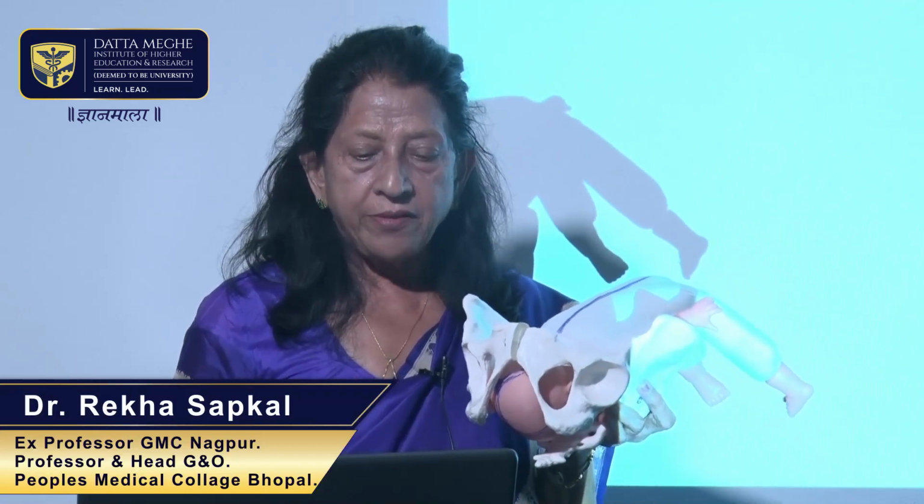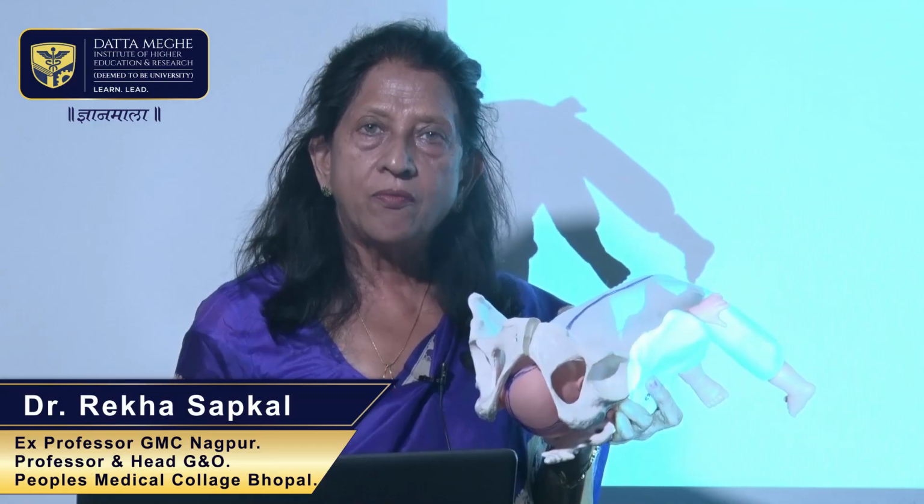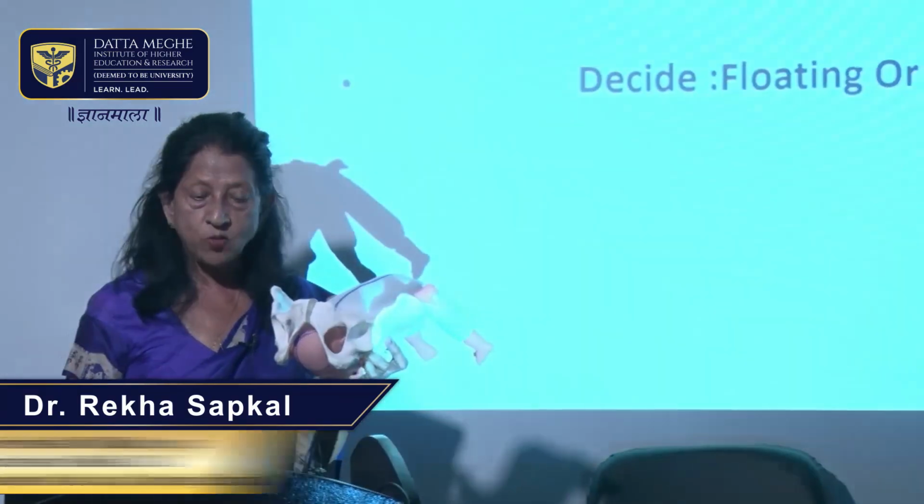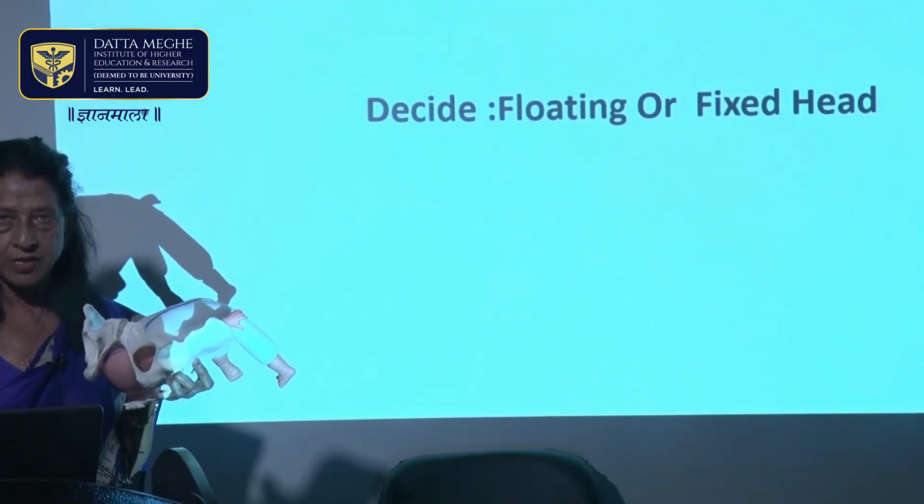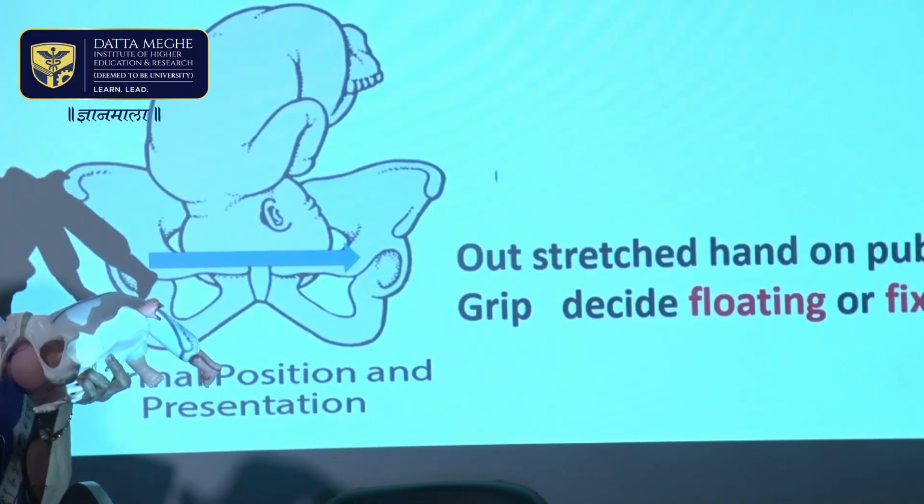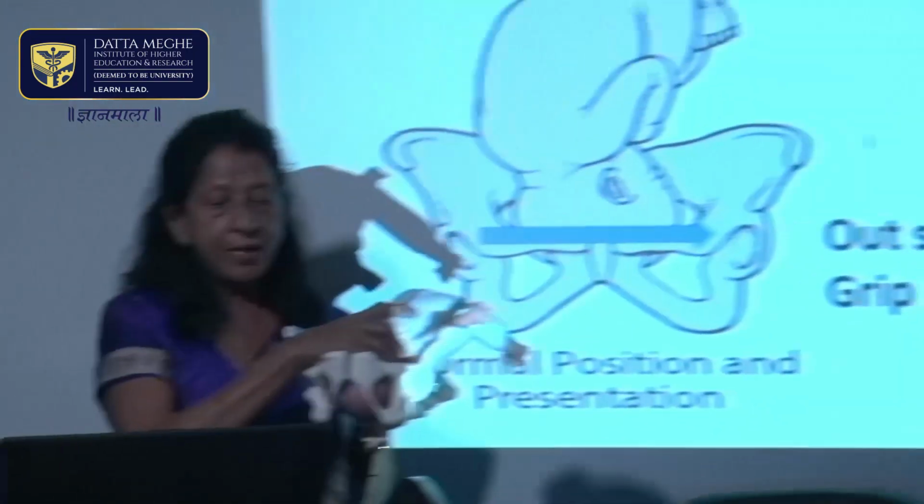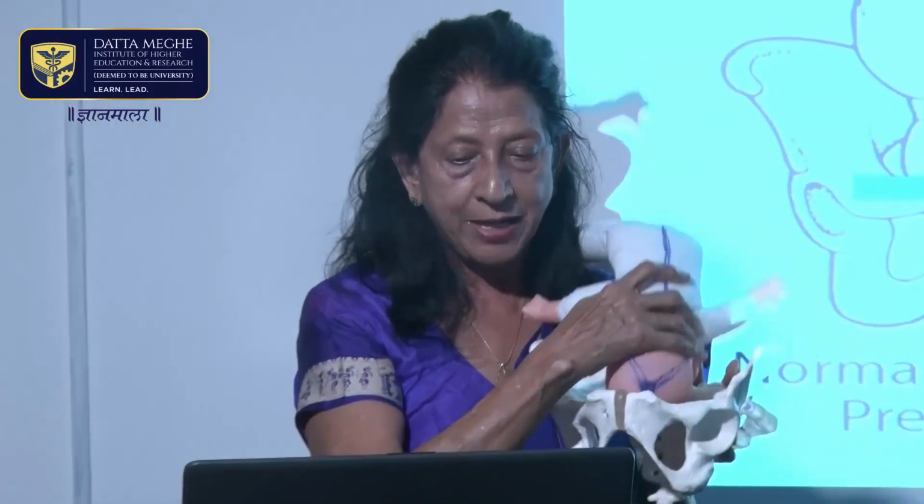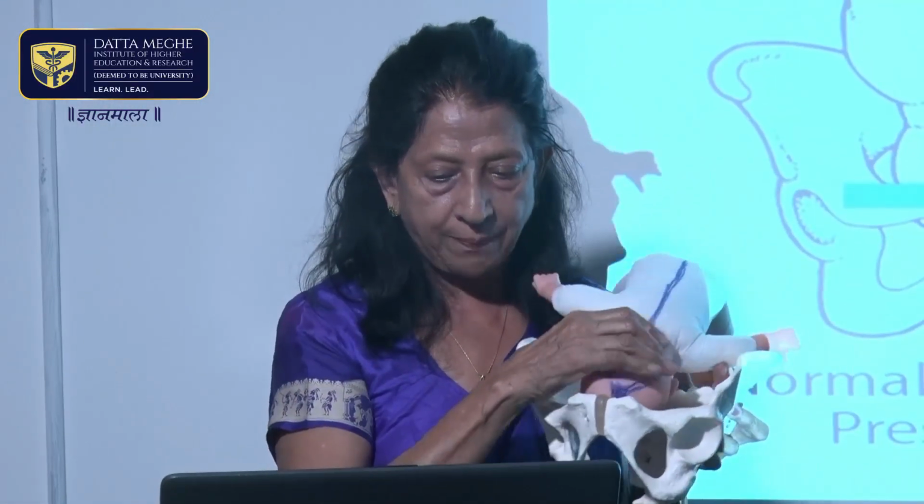So, first decide whether the head is floating, fixed or engaged. Engagement also should be decided first abdominally, by per abdominal examination. It is decided by the third Leopold maneuver or second pelvic grip.